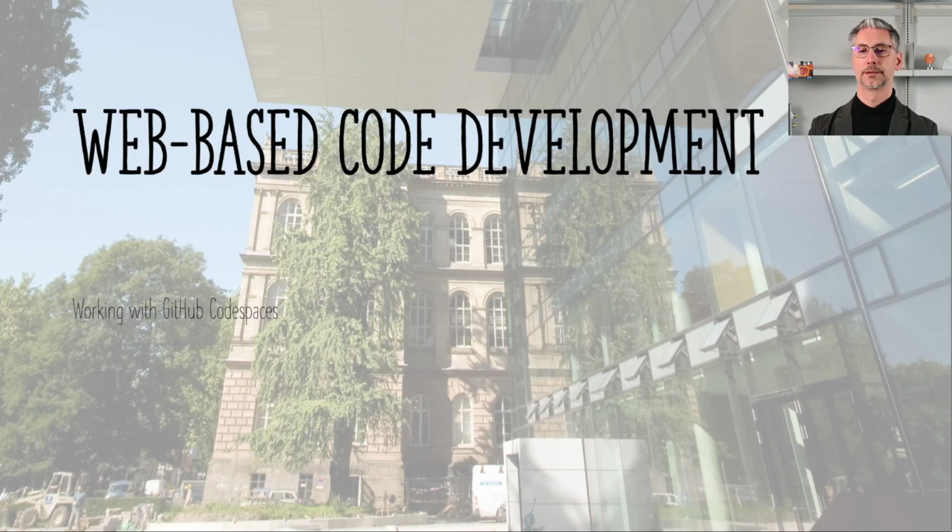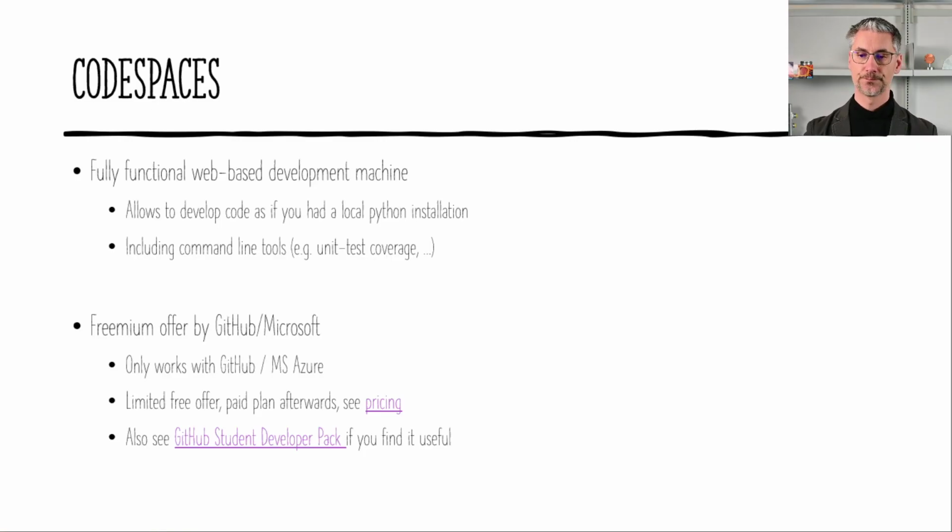Hello and welcome back. There are many ways in which we can develop Python code on our local machine, but also on the web. And one of these options is to work with GitHub Codespaces. Codespaces are fully functional web-based development machines. They allow us to develop code as if we had a local installation and include command line tools, for example, test driving and anything else.